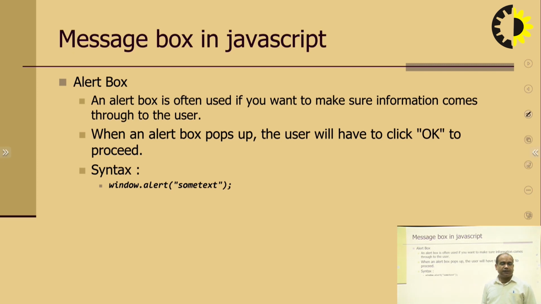So there are three kinds of message boxes in JavaScript. First one is our alert box. An alert box is often used if we want to make sure information comes through to the user. So when an alert box pops up, the user will have to click OK to proceed. So the syntax is window.alert, and we define some text.